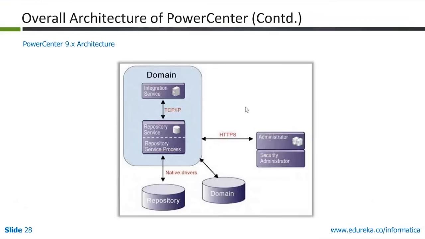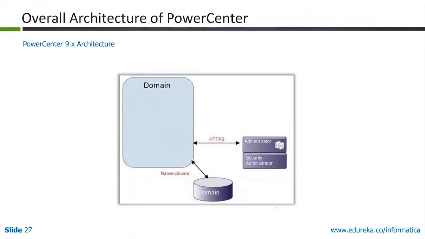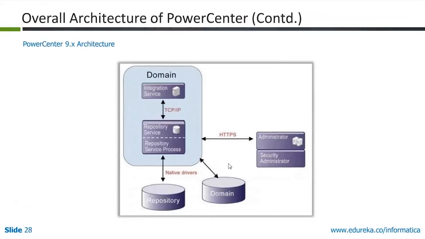So that node contains the integration service as well as the repository service, and this particular arrow depicts the communication method between them, right? The Informatica repository service communicates with the repository database using native drivers that come with the Informatica installation, and with the domain database as well, using the native drivers. And then the integration service talks to the repository service using the TCP/IP protocol, and the administrator console talks to the domain. It has an option for HTTPS as well as HTTP.